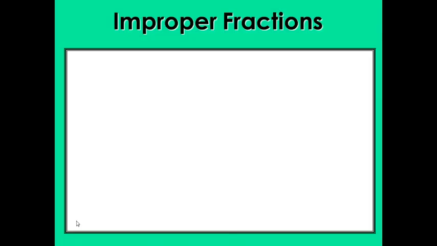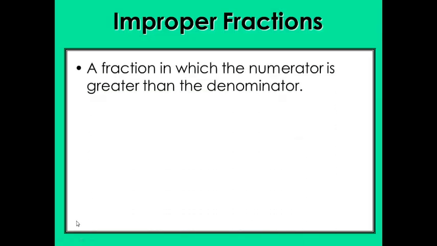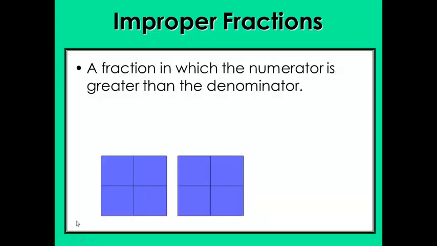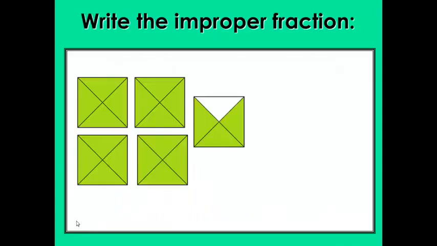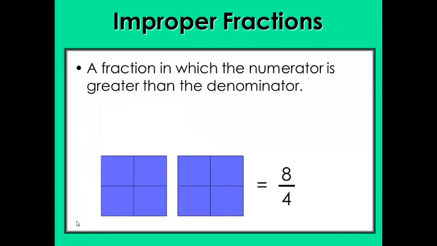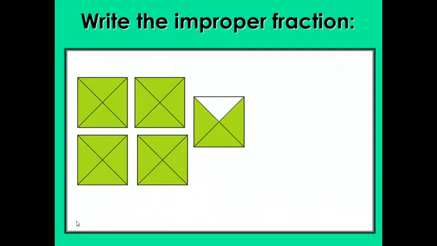Let's move on to improper fractions. Improper fractions, again, are a fraction in which the numerator is greater than the denominator. So you may have 2 squares all filled in, but they're separated into sections. The sections is the denominator. You know that from earlier in this unit. We have 8/4.